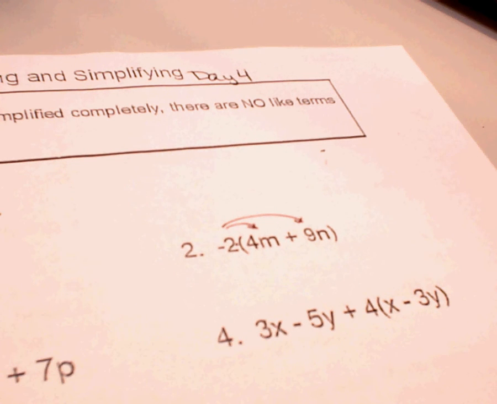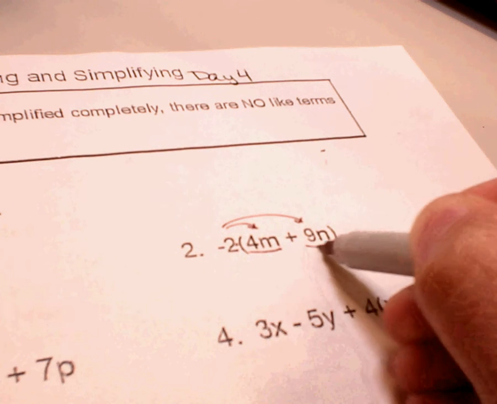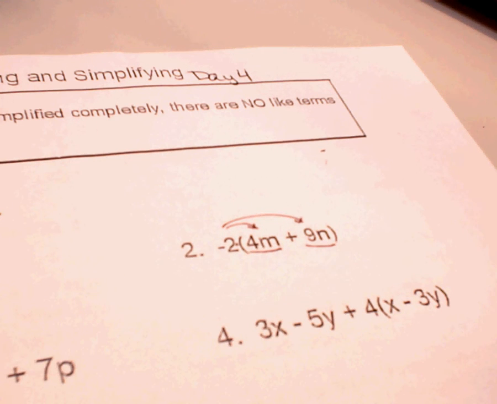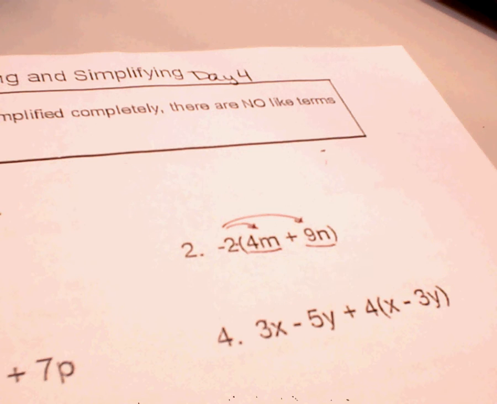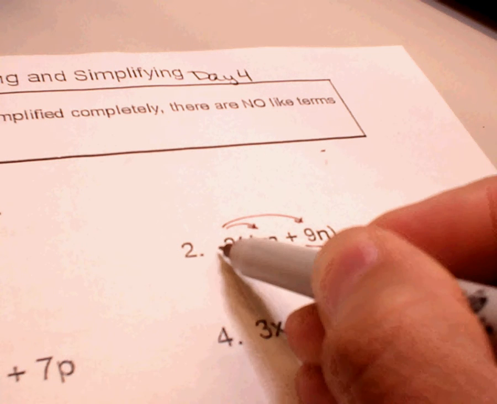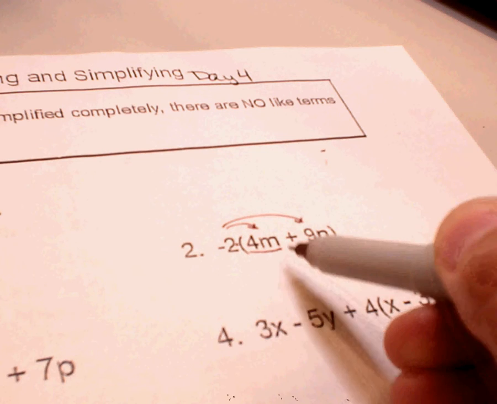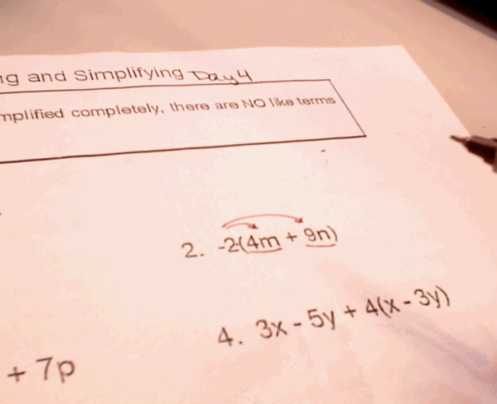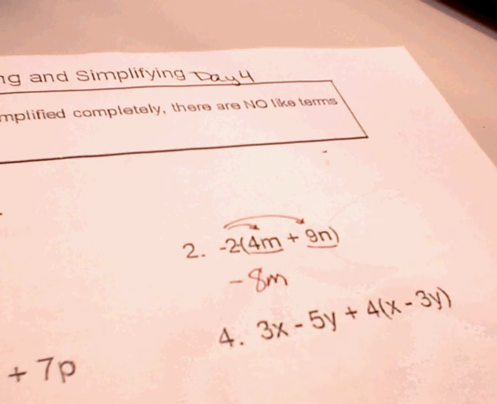Terms are separated by addition and subtraction signs, and if I look at this term, this is a positive 4m, and this is positive 9n. And I know it's positive because there's a plus sign in front. If I multiply negative 2 with positive 4m, negative times positive is going to be negative. 2 times 4 is 8, and m will be the variable next to 8.